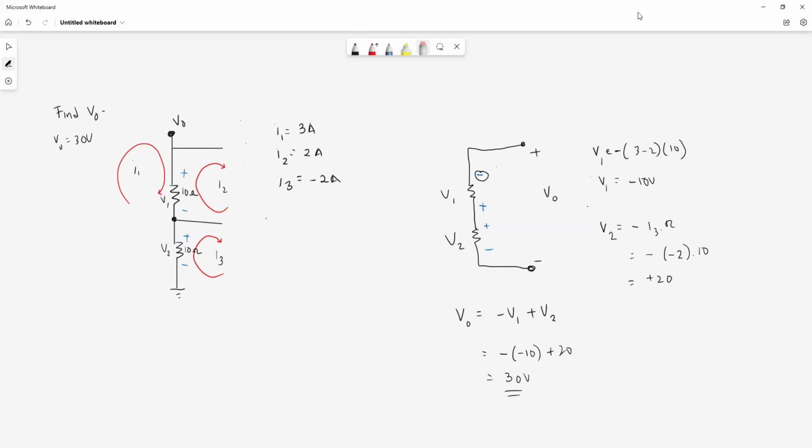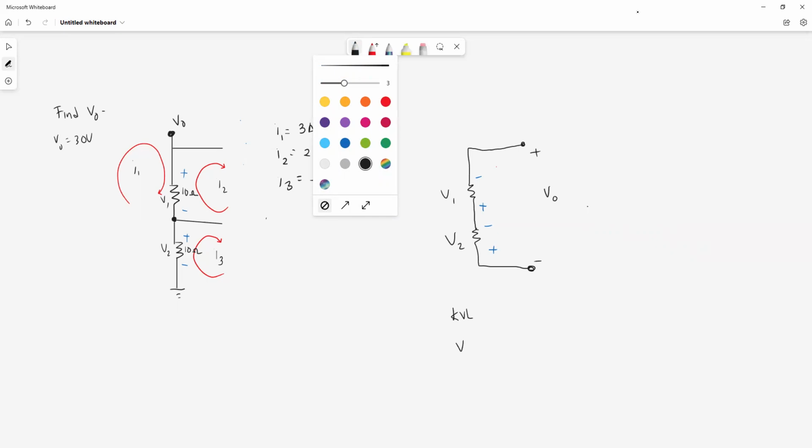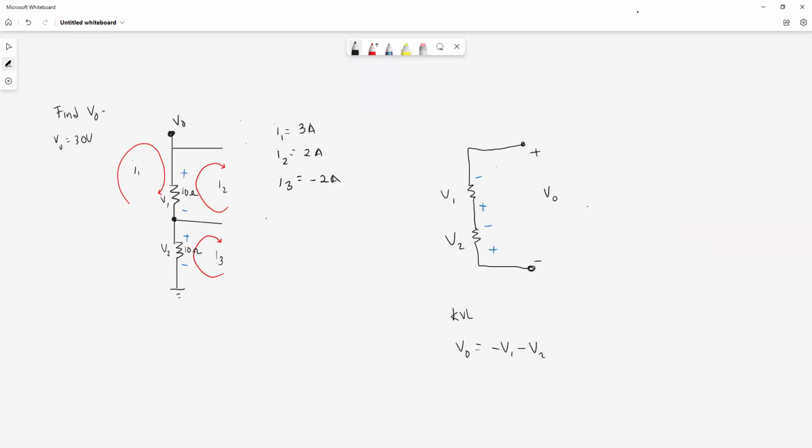Now let's try another polarity change. For example, I change the V2 polarity into this one. So what happens? Same, you need to do the KVL. V out will equal negative V1 negative V2. For V1, the current is entering the negative terminal, and the net current is I1 minus I2 multiplied with the resistor. So negative, I1 is 3, I2 is 2, so this is negative 1 multiplied with the resistor, and you should get negative 10 volt.